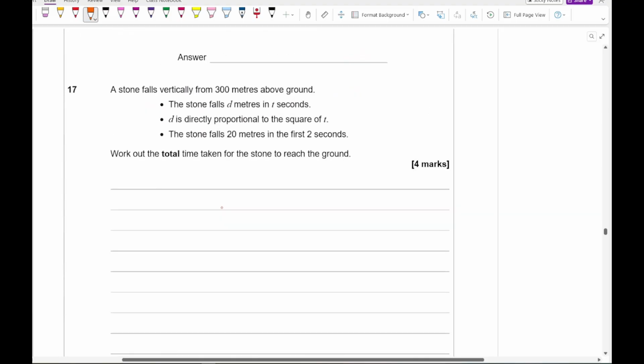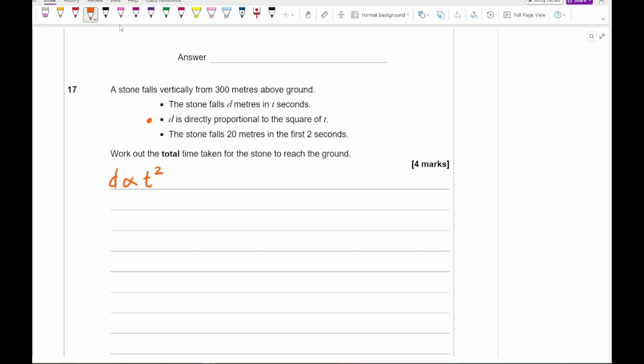Moving on to question 17, it says a stone falls vertically from 300 meters from the ground. The stone falls d meters in t seconds. D is directly proportional to the square of t, and the stone falls 20 meters in the first 2 seconds. Work out the total time for the stone to reach the ground. So looking at this particular question here, what we know is it's a direct proportion question. So d is directly proportional to t squared.